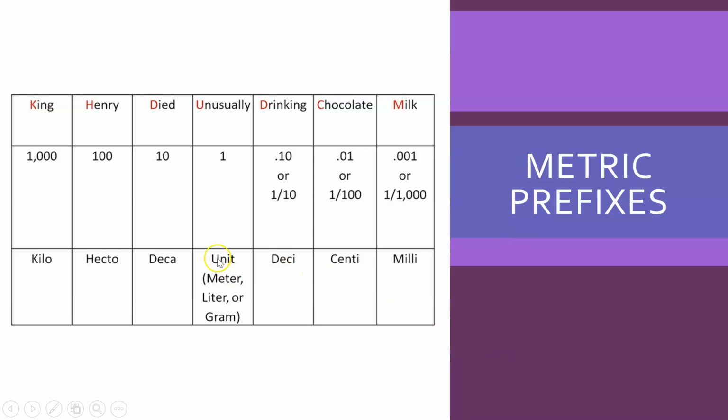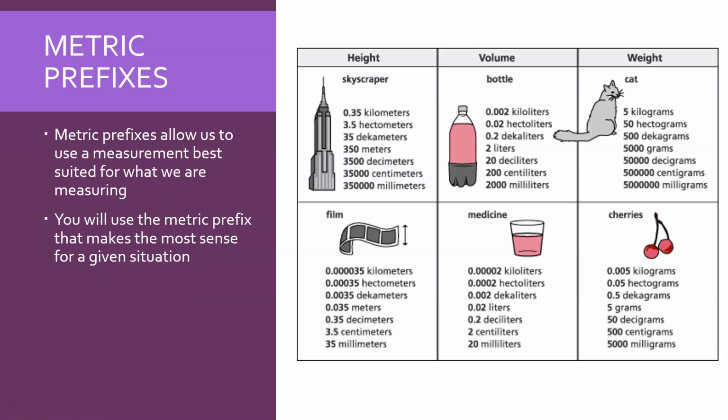Unit stands for our base unit, those ones you've already learned about, meters, liters, grams. And then we can go bigger with these prefixes, and we can make things smaller with these prefixes. Now, how do you know which prefix to use? We are going to use the metric prefix that is best suited for what we are measuring. So you're going to use the metric prefix that makes the most sense in a given situation.